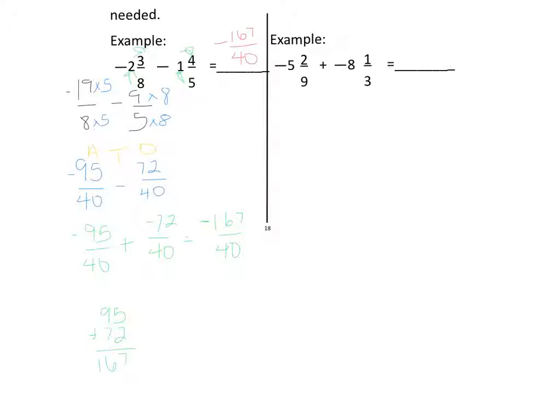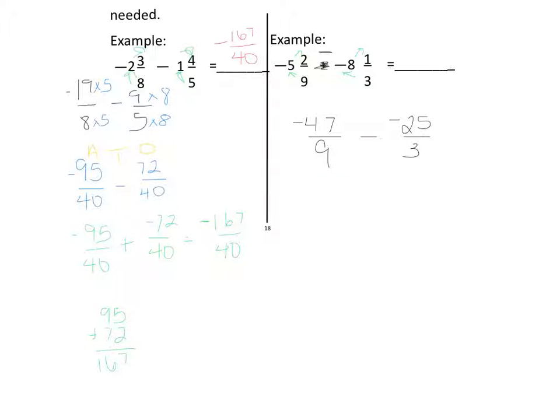Looking at the second one, first, please forgive the typo, the fact that it says plus. That should be a minus. So it should read negative 5 and 2/9 minus negative 8 and 1/3. Okay, now let's go through. First step, make them improper. Not stressing about the negatives yet. 9 times 5 is 45, plus 2 is 47 over 9, and we know 47 is going to be negative because it's negative 5 and 2/9. Minus 3 times 8 is 24, plus 1 is 25 over 3. We know it's going to be negative because it's negative 8 and 1/3.